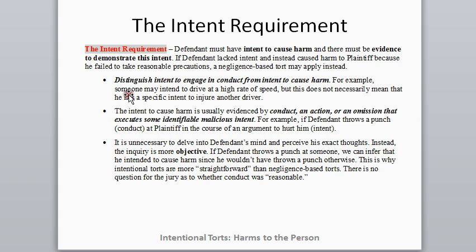So a simple example is that someone may intend to drive at a high rate of speed. So there is an intent of some sort. They want to go fast. They want to drive really fast on the road. But this doesn't mean that the person had some sort of intent to crash into another driver. And that's what, in some instances, is hard to prove. The victim might say, "Oh, we just got divorced.